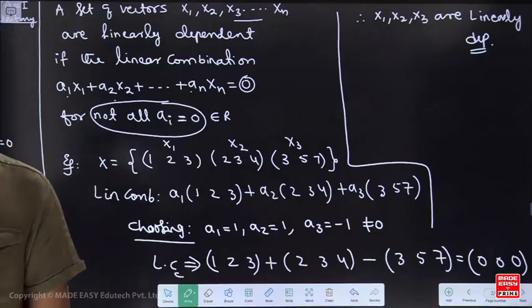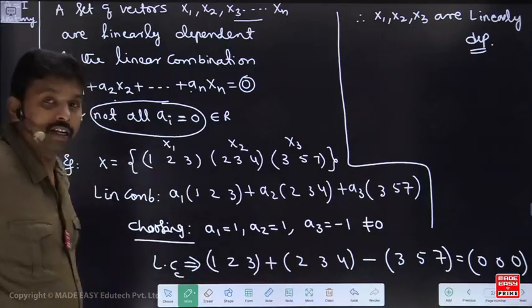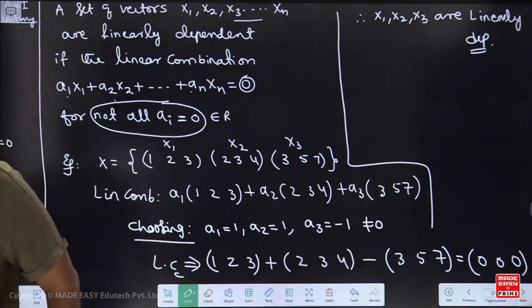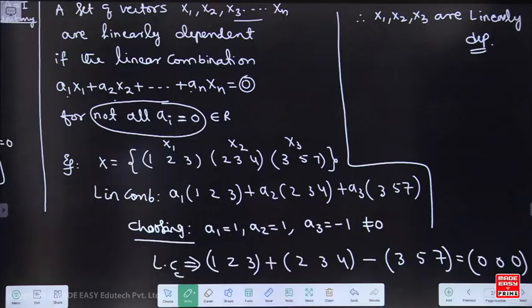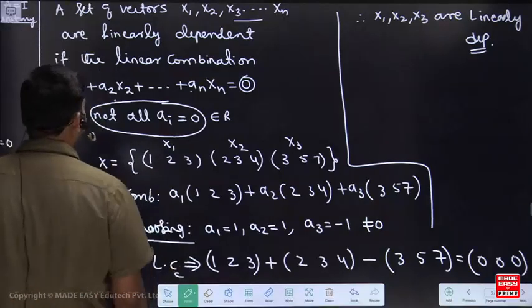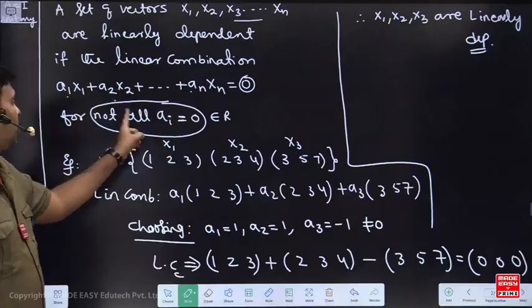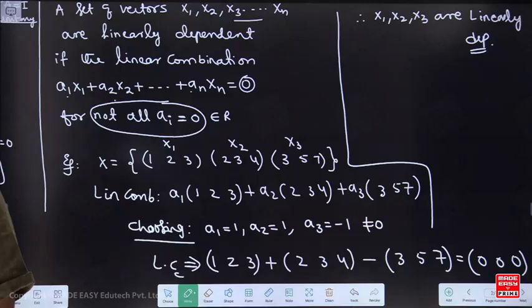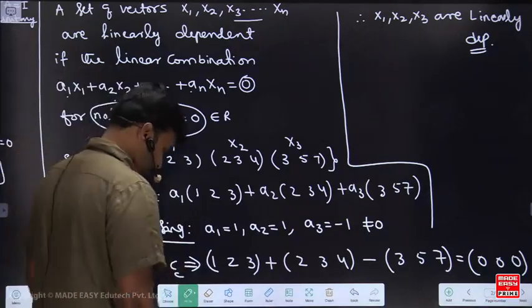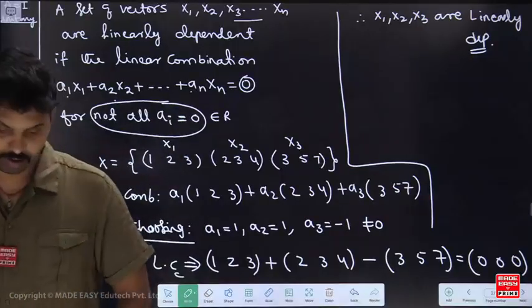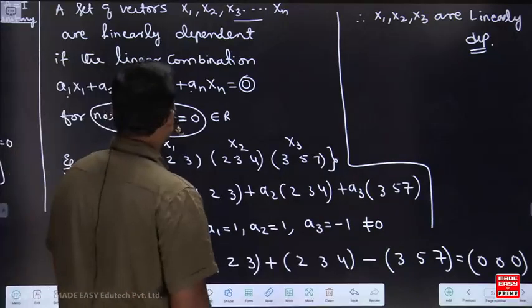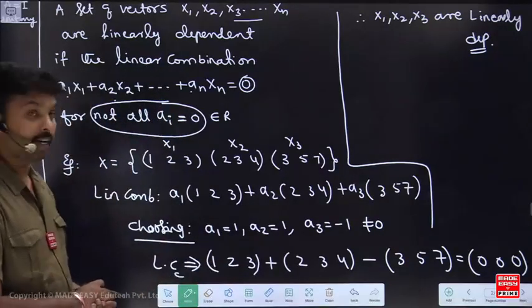Not all ai is equal to 0 means that some of the non-zero coefficients, you can say that. Not all means, not all means what? Not all ai is equal to 0. Okay, I hope you understood this here, right?